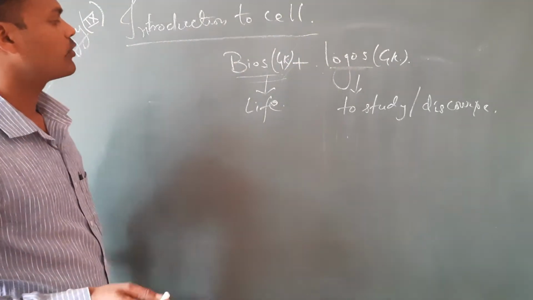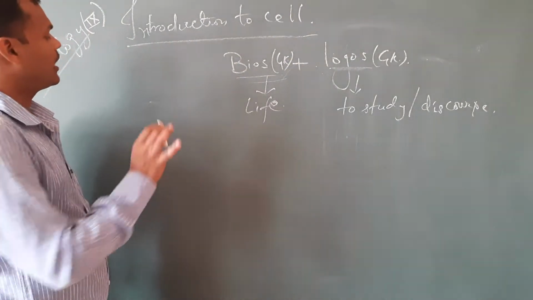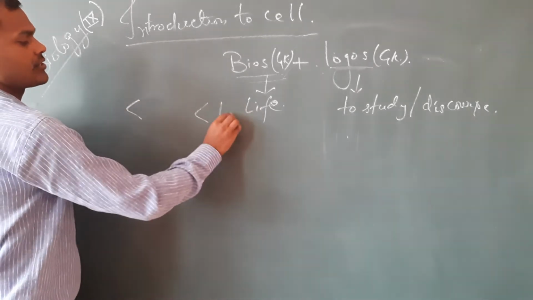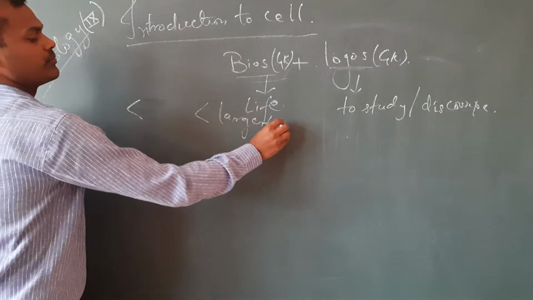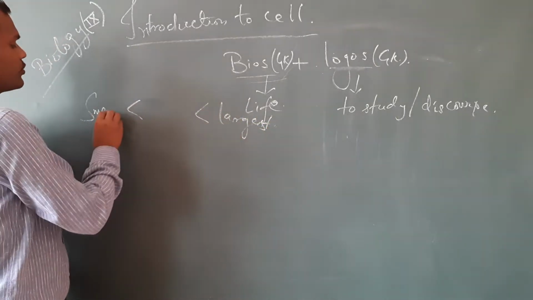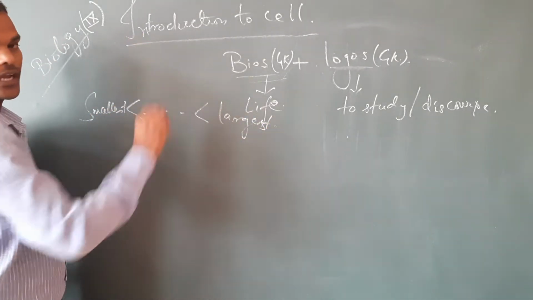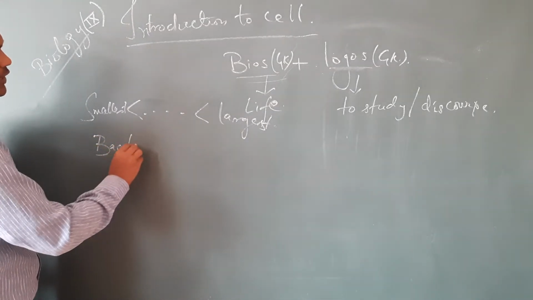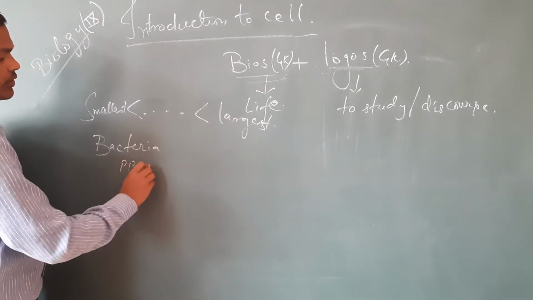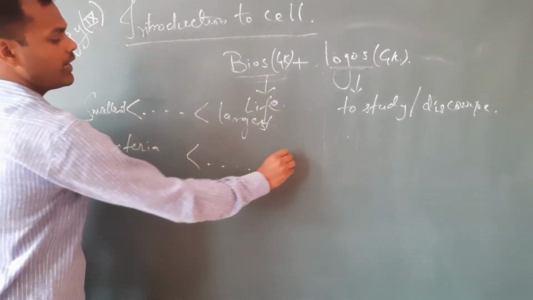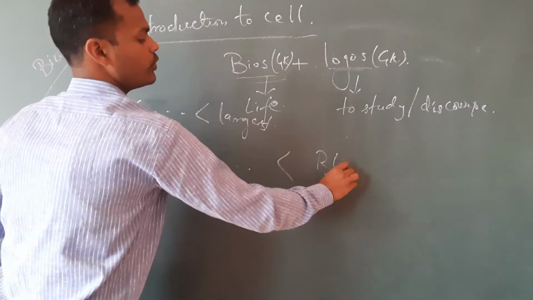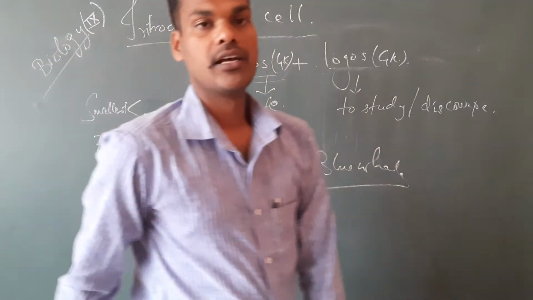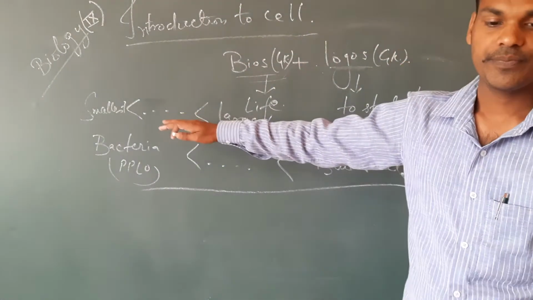So if we are talking about living organisms, simply you have to know that from the smallest to the largest organism. Okay, smallest to the largest organism. The smallest is bacteria. You might know that it is PPLO, pleuropneumonia-like organism, and the largest is the blue whale. So this is about the living organism.